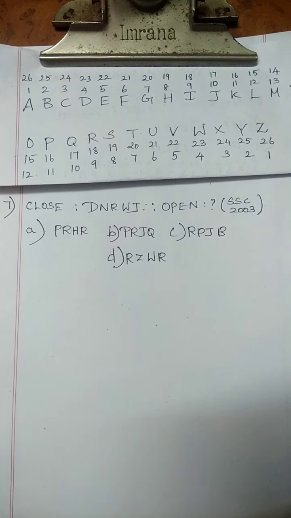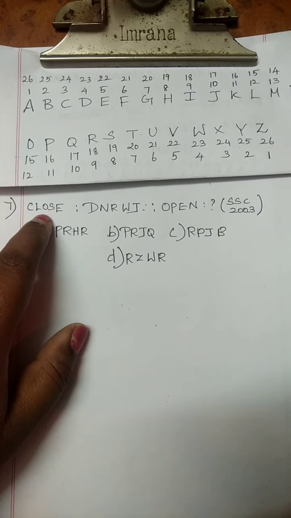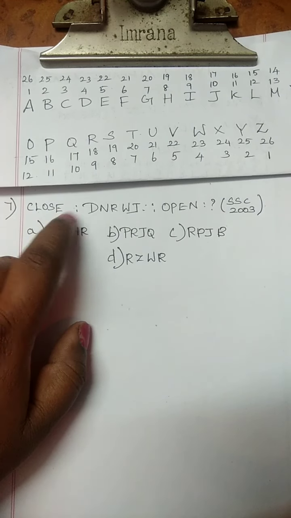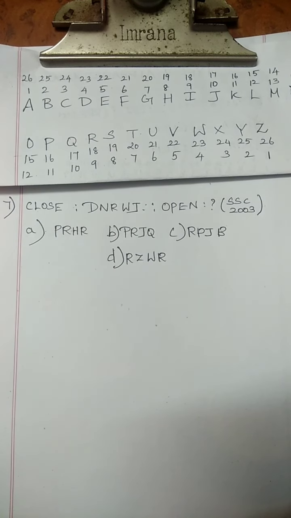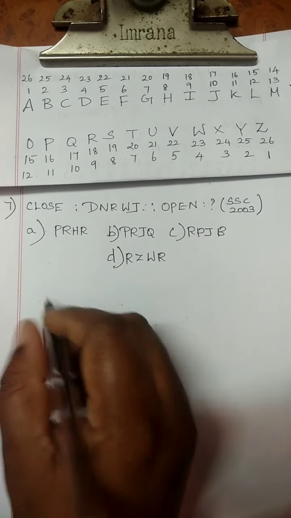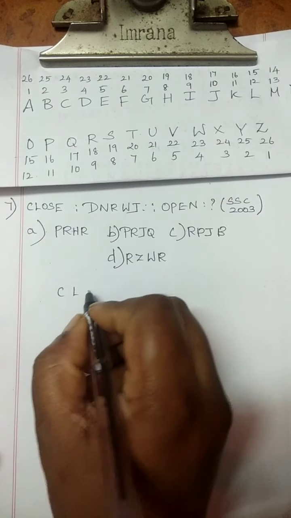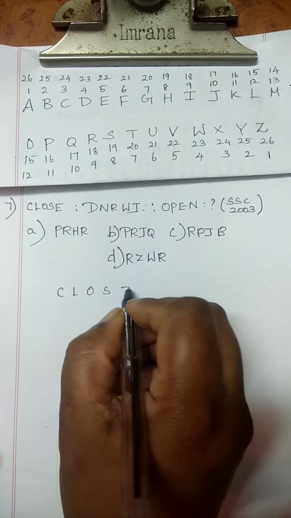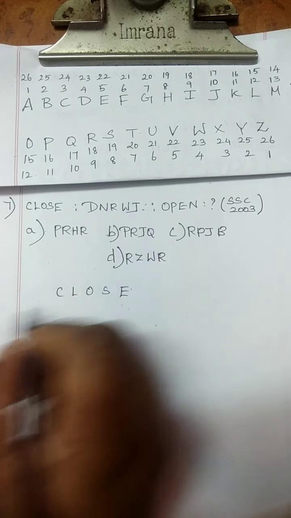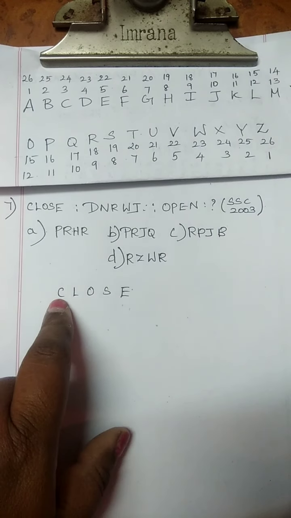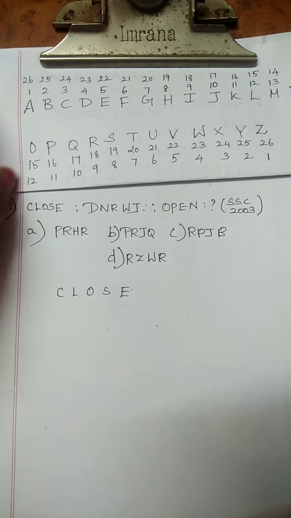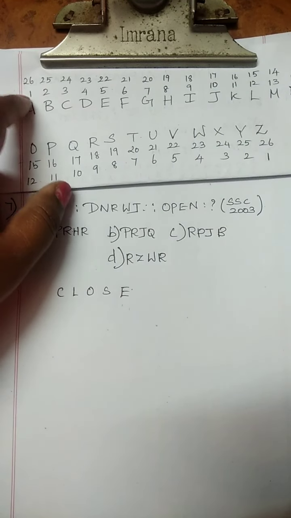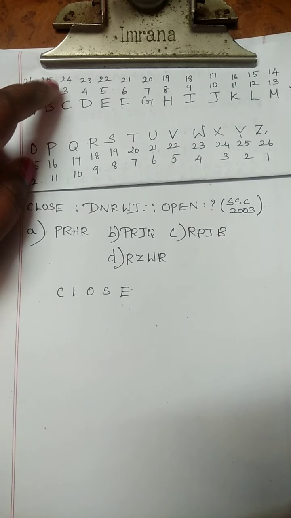What do we have to do first? We have to find the clue from the given question, CLOSE and DN or WJ. We have to find the clue between these two. So let's write CLOSE. Now we are going to number the letters in alphabetical order. A is 1, B is 2, C is 3.